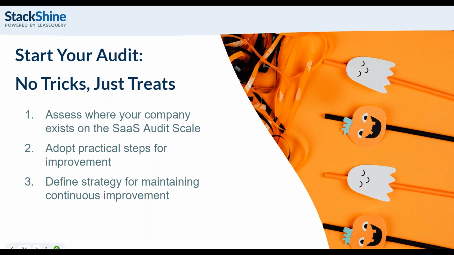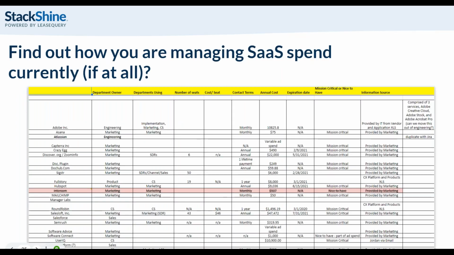All right, thanks, Rachel. So I'm going to go through these three major topics here. Where we want to start is just assessing where your organization may exist in relation to our SaaS audit scale and assessing your own capabilities. And then we'll talk through a few practical steps to improve those. And then ultimately, we want to leave everyone with this idea of going back to your organization and helping to define a strategy for maintaining continuous improvement within these areas.